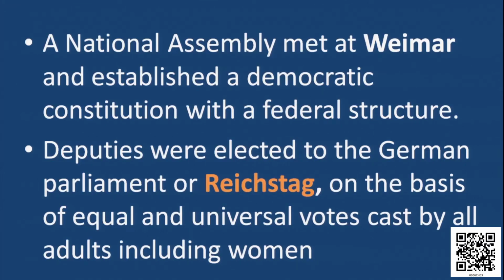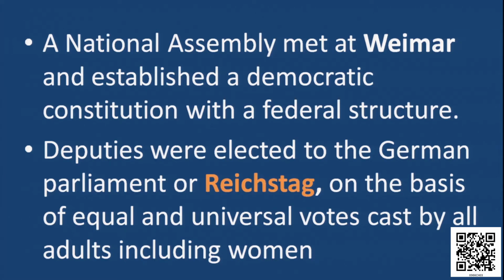Federal structure means having units of states, not the unitary structure, where all the powers are held by the central government alone. Here it is a federal structure: central government as well as state governments. With this feature, they adopted a constitution. As a result, deputies were elected to the German parliament. Deputies, the members of the parliament, were called deputies. They were elected to the German parliament, otherwise known as the Reichstag.